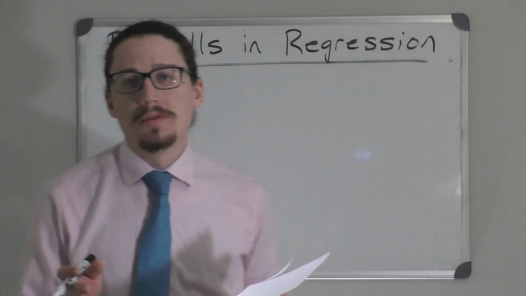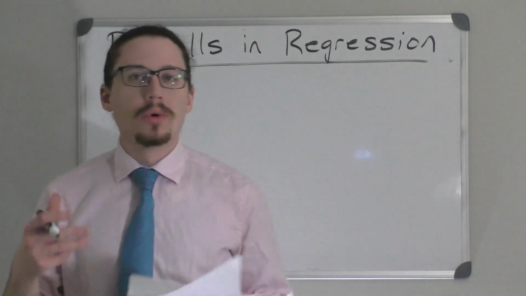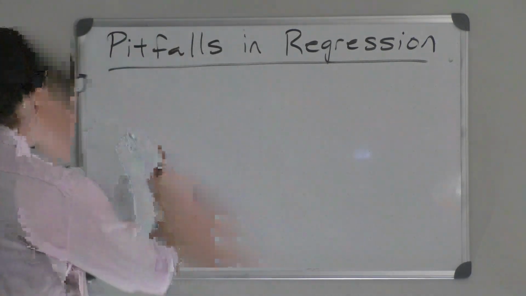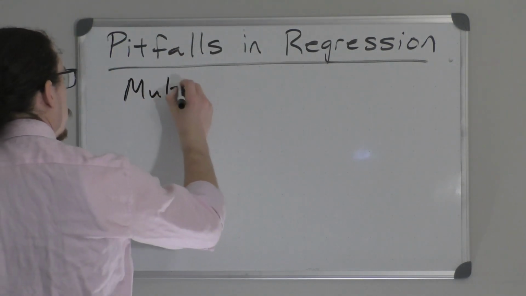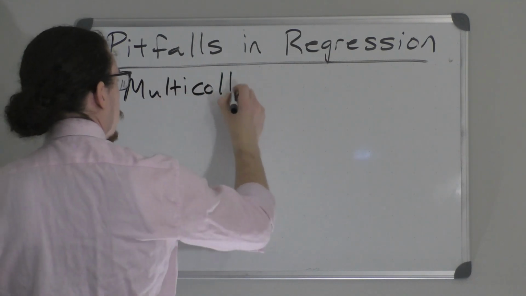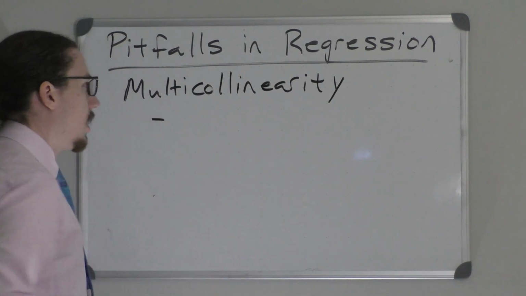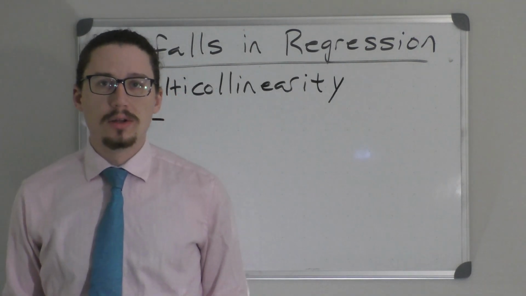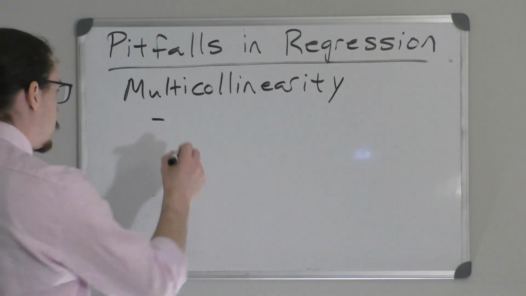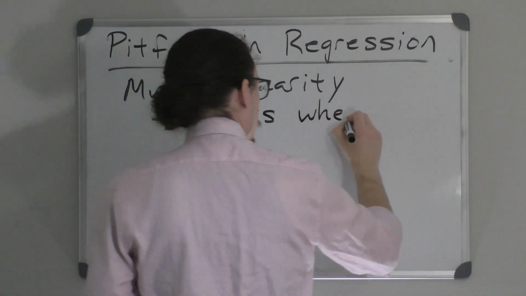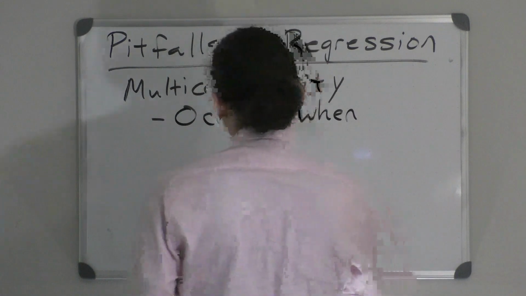All right, the last thing that we're going to talk about in this chapter are some pitfalls in regression. So there are a couple of things that you want to look out for. We're not going to go into these in great detail, but they are important. The first is multicollinearity.